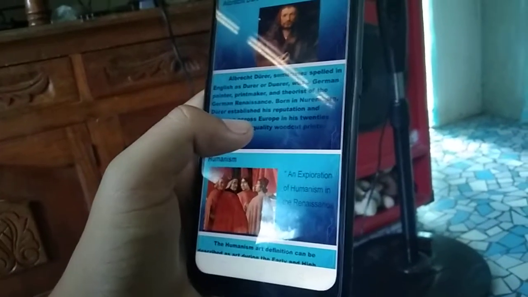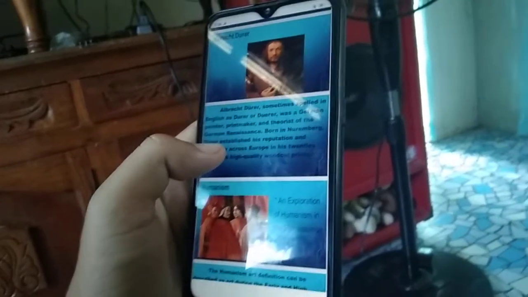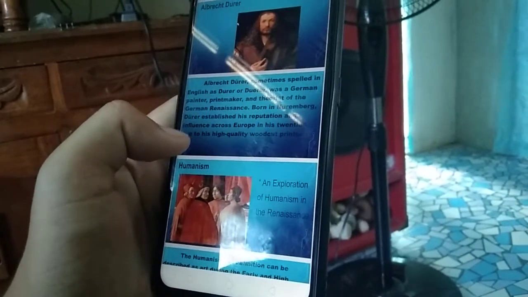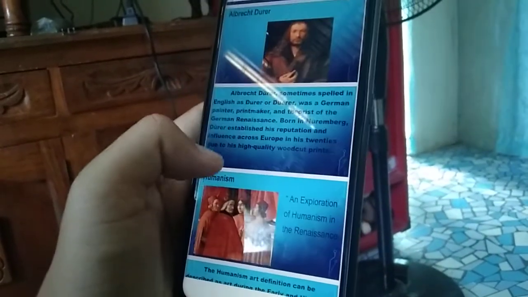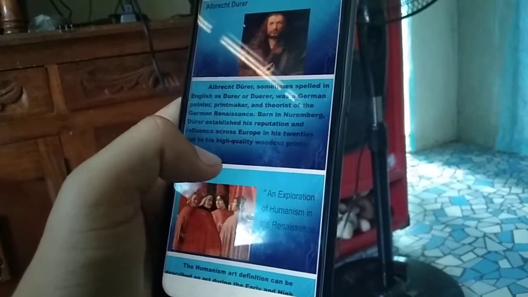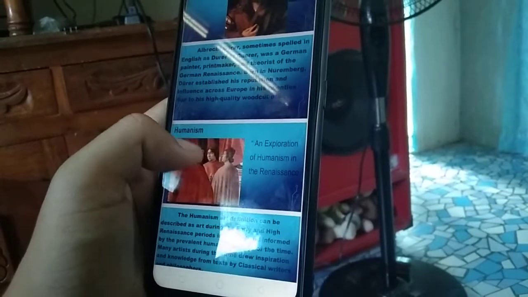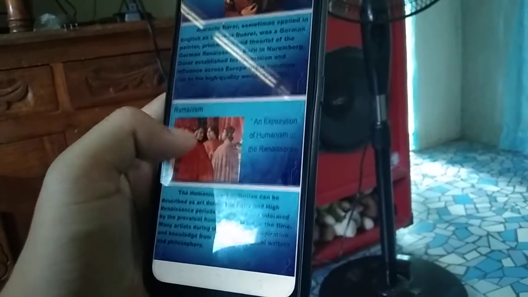Albrecht Dürer, sometimes spelled in English as Durer or Duerer, was a German painter, printmaker, and theorist of the German Renaissance, born in Nuremberg. Dürer established his reputation and influence across Europe in his 20s due to his high-quality woodcut prints.